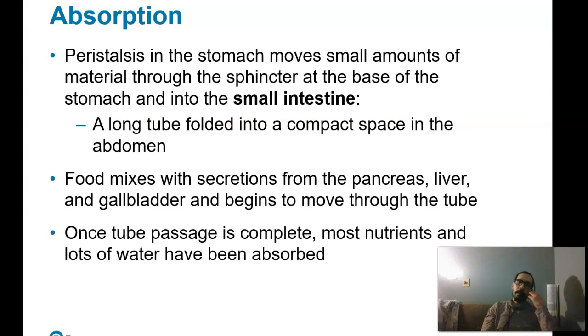So it pushes it through the pyloric sphincter that's at the junction of the stomach and the small intestine. And then in the small intestine, the food will mix with secretions from the accessory organs like the pancreas, liver, and gallbladder, and it moves through the tube. Once the tube passage is complete, most of the nutrients and water will have been absorbed.